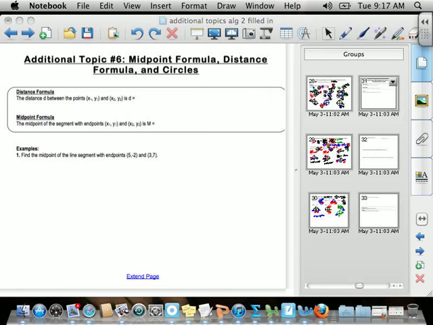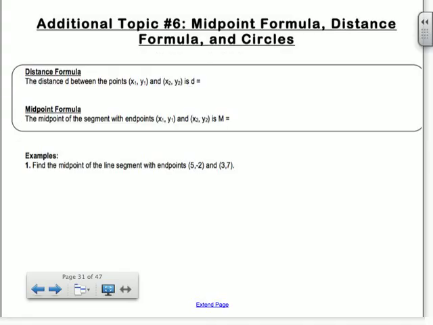So additional topic number 6 is on the midpoint formula, distance formula, and circles. All right, most of this should be review, I would think. All right, so distance formula. The distance d between the points (x1, y1) and (x2, y2) is d equals the square root of (x2 minus x1) squared plus (y2 minus y1) squared.